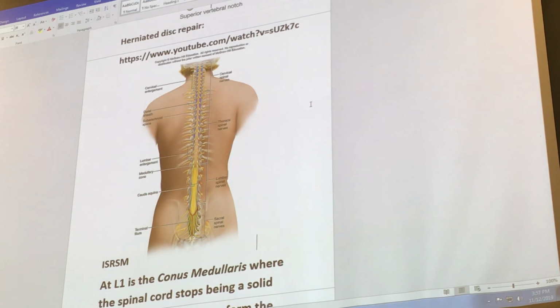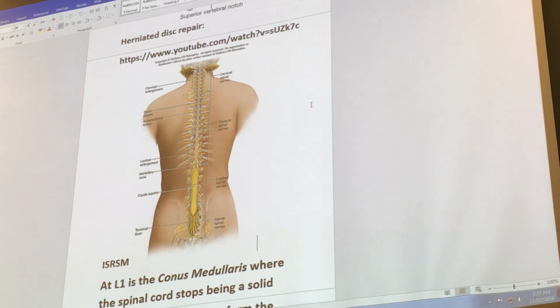What is equina? Horse. Horse's tail. There you go. Thank you very much. And this looks like a horse's tail. You ever been behind a horse? Yes. Don't stand too close.